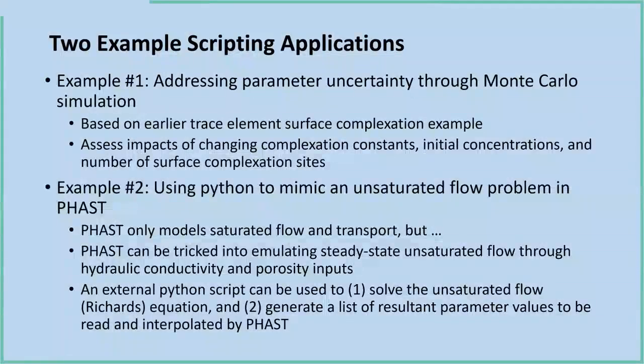This is where scripting comes in. By performing unsaturated flow modeling externally to FAST and passing some of the output from that model to FAST transport input file, FAST can be sort of fooled into indirectly solving for unsaturated flow. The specific example involves nitrification and denitrification, so more on that in a bit.